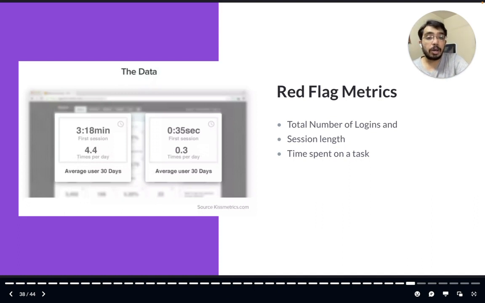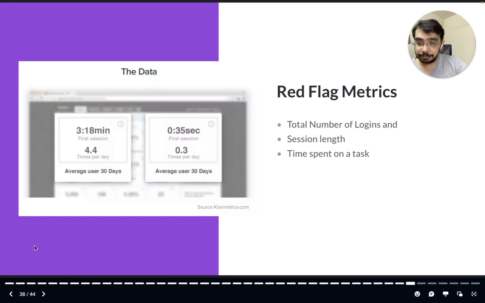So this was the insight for them. And 4.4 times a day versus 0.3 times per day. So how much time is spent on the session and what was the number of logins. Retained users log in multiple times, while churned users log in only 0.3 per day, like only once in 3 days. So these are the red flag metrics that occurred for Groove once they did the churn versus retain analysis.